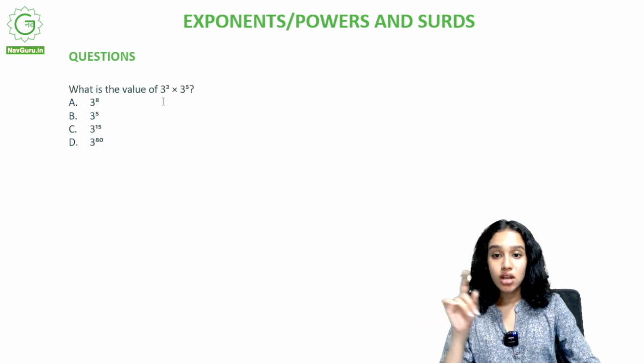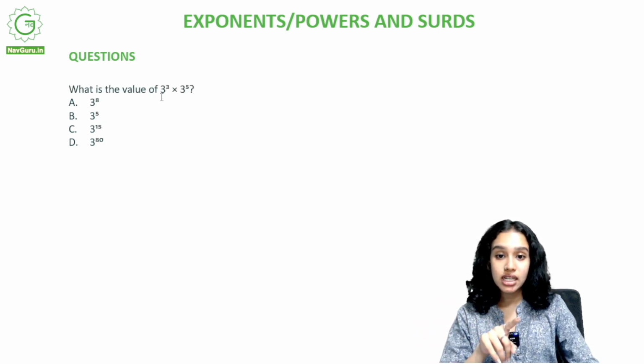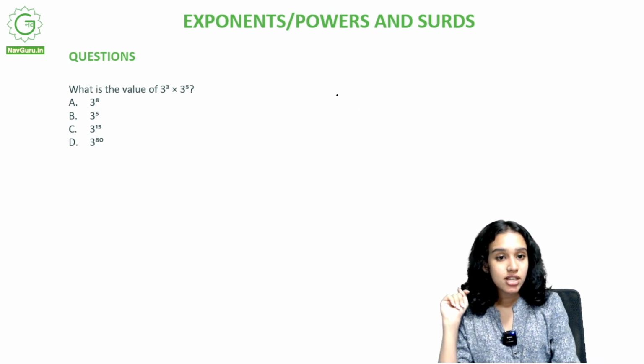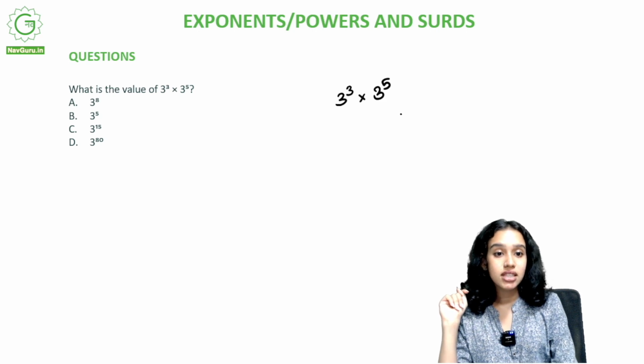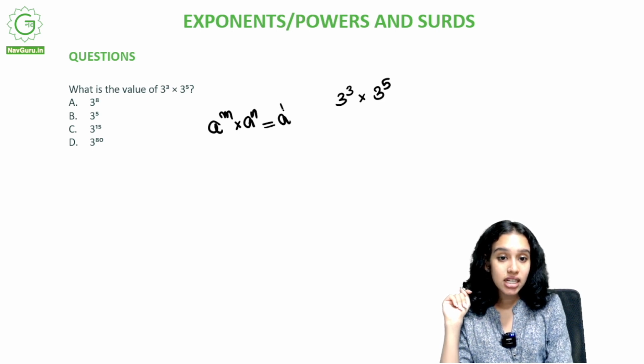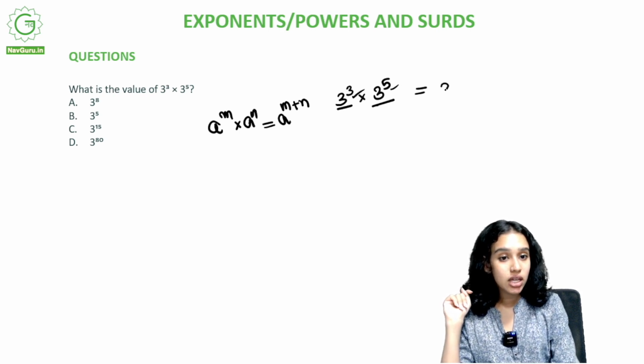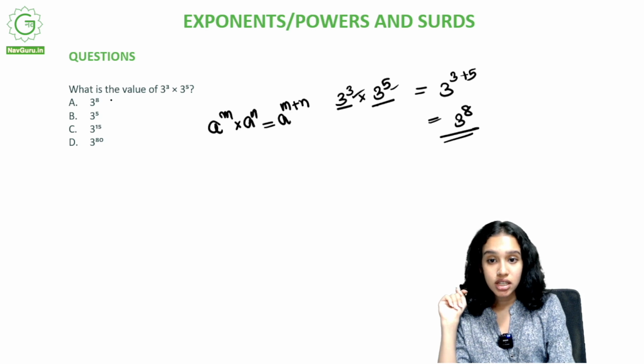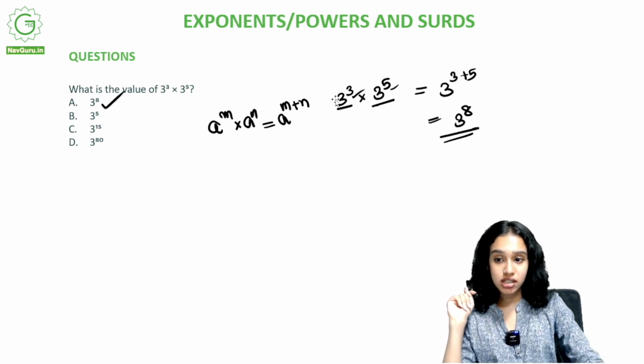Now, what is the value of 3 raised to 3 into 3 raised to 5? So 3 raised to 3 into 3 raised to 5. This is of which form? a raised to m into a raised to n. The product is a raised to m plus n. We have the same base and different exponents. So this would be equal to 3 raised to 3 plus 5, which gives us 3 raised to 8. So 3 raised to 8 is the right answer.